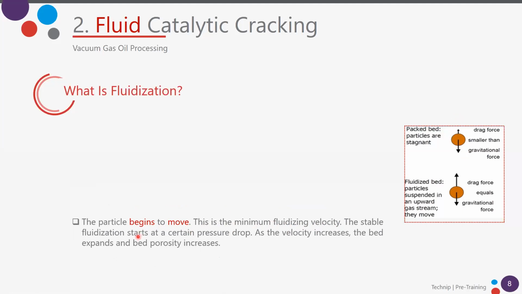This stable fluidization starts at a certain pressure drop. As the velocity increases, the bed expands and bed porosity increases. So you won't have a fixed bed, but you have the smaller particles of the catalyst floating, fluidized.